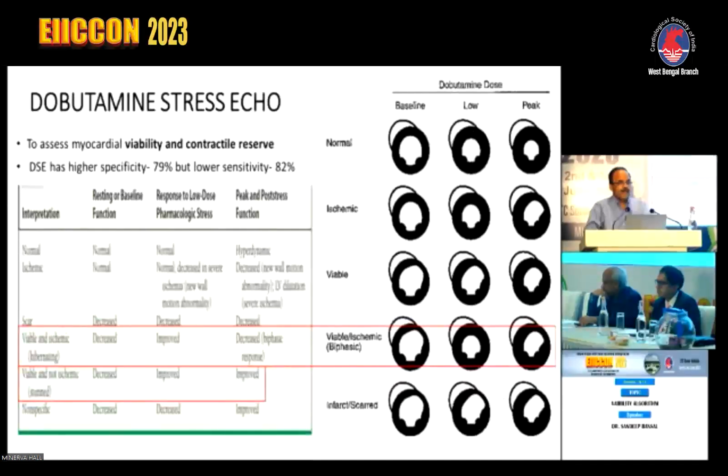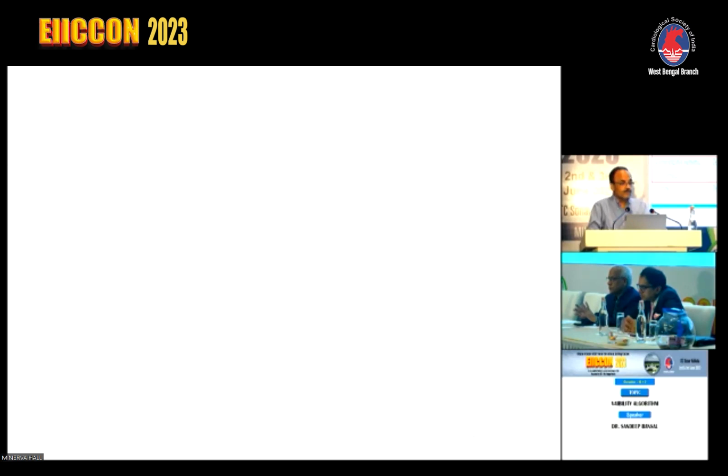And when we do dobutamine stress echo, these are the various types of responses that we can have. If a patient has a biphasic response, which means that when you start the patient on low dose dobutamine stress echocardiography, the contractility improves, and later on at high dose or peak of the dobutamine stress echo, the contraction decreases again, this is the strongest predictor of viability. And of course, you have different types of responses on dobutamine stress echo.